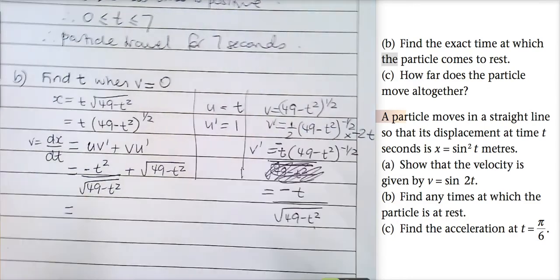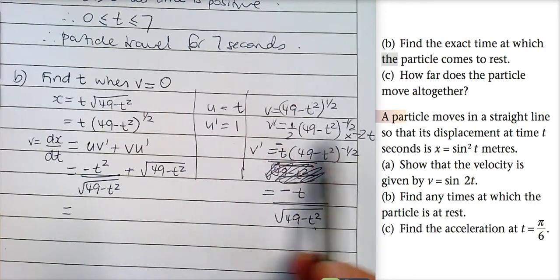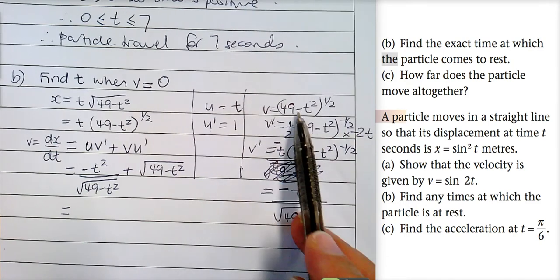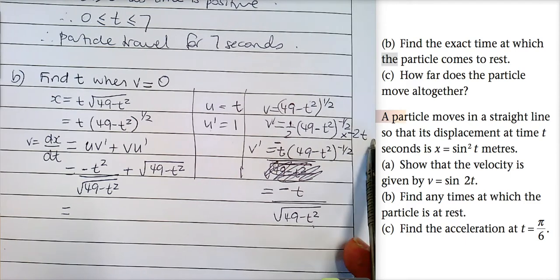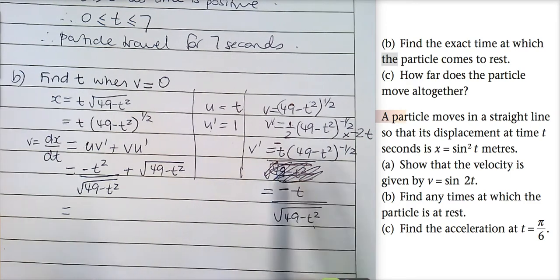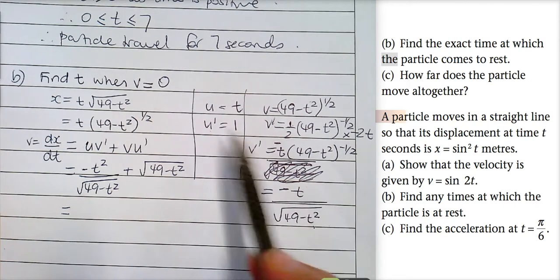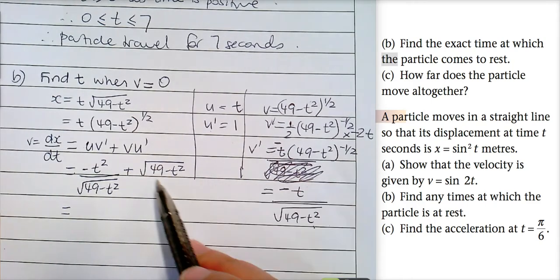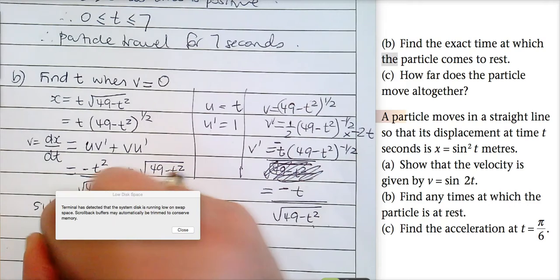Wait, why is it negative t? Because it was a half, 49 minus t squared to the negative a half times the derivative of minus t squared, which is negative 2t. So it becomes negative t there, negative t there. So we've got t times negative t over that plus 1 times the square root of 49 minus t squared. We're just going to substitute.